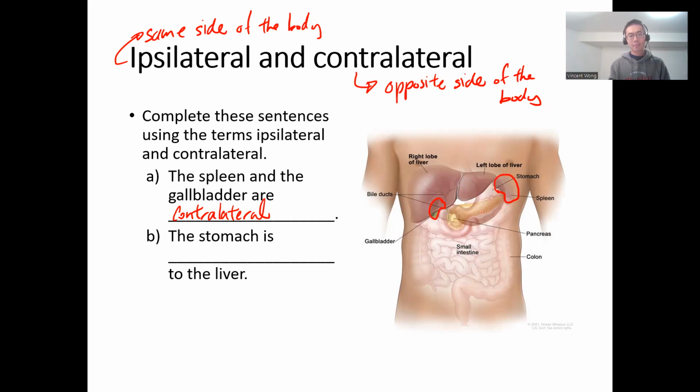What about stomach and the liver? Okay, stomach and liver, stomach is right here. Liver is right here, still on opposite sides. So also contralateral. But liver and gallbladder, they would be ipsilateral. They are on the same side.